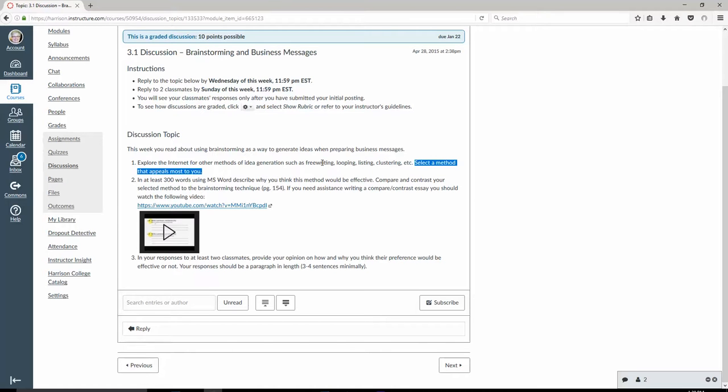Number 2, then, write at least 300 words using Microsoft Word. Describe why you think this method would be effective. Now, heads up, if you have a Mac and you don't have access to Microsoft Word, you need to talk to me, and I have some ways that we can work this out for you.